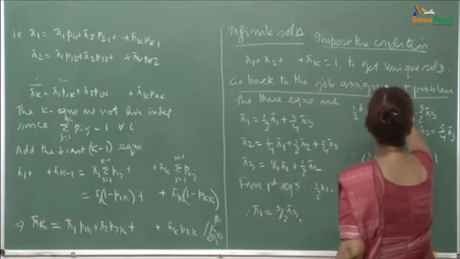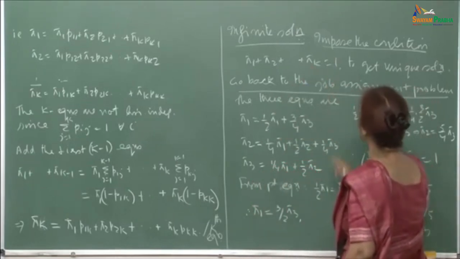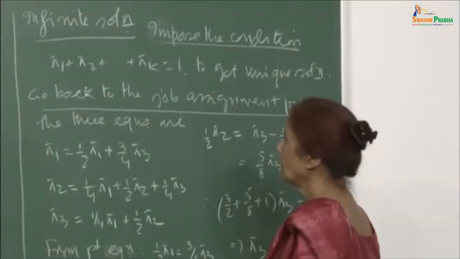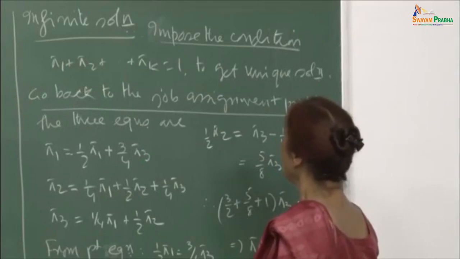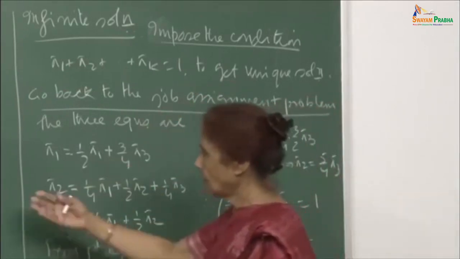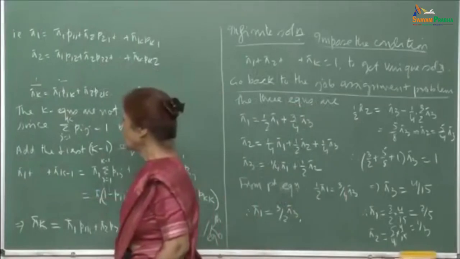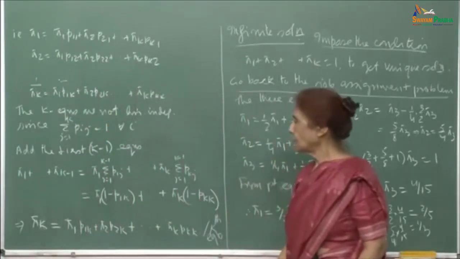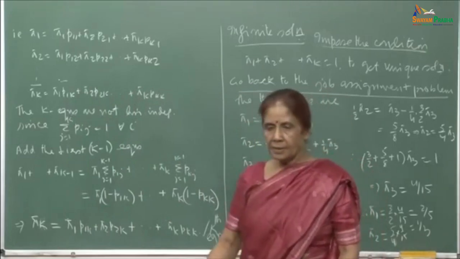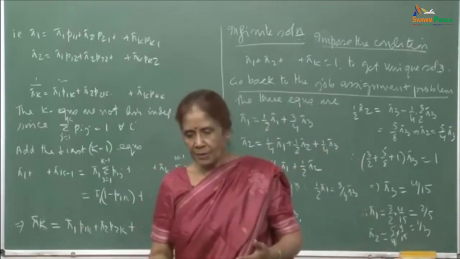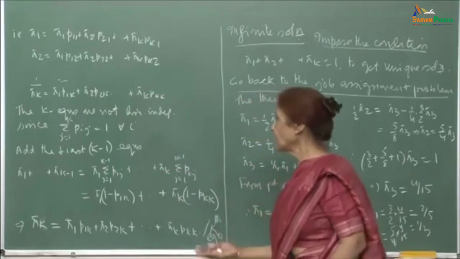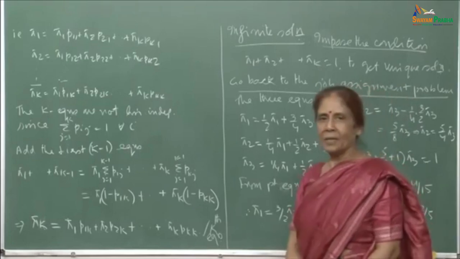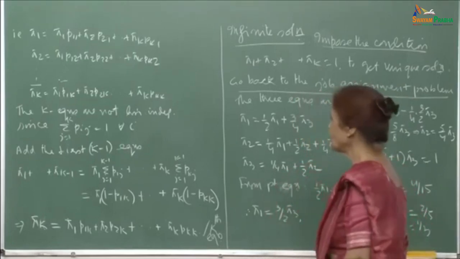So, when you impose the condition that pi 1 plus pi 2 plus up to pi k is 1, then you get a unique solution, right. So we have a very neat way of computing these steady state probabilities, and we know that we have a unique solution. You can't say that the long run probability of being in a particular state of the system is more than 1. That would not be a reasonable solution.